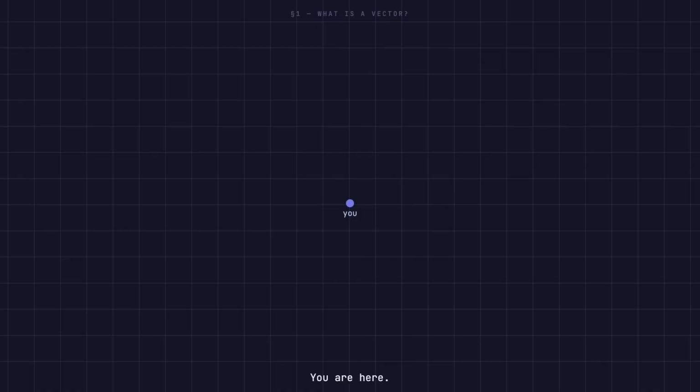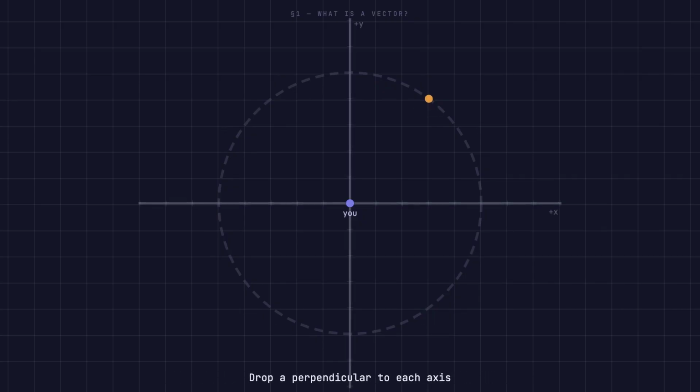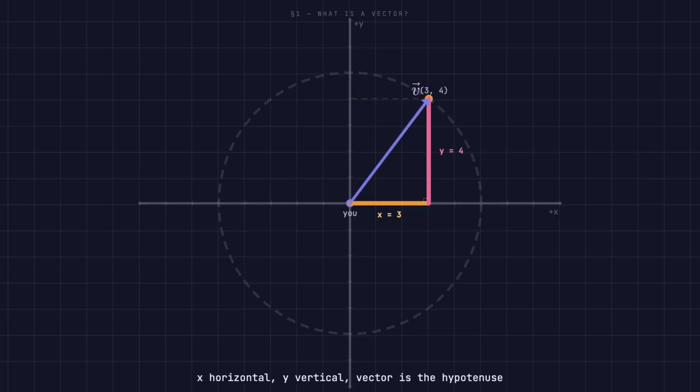Say you're here and you're told there's an object 5 meters away. Okay, but that information isn't complete because the object could be anywhere in a 5-meter radius. What you really need is a direction. In this case, 3 meters right, 4 meters up. Now you know exactly where to go, and you walk in a straight line straight to the object. That straight line is your vector.